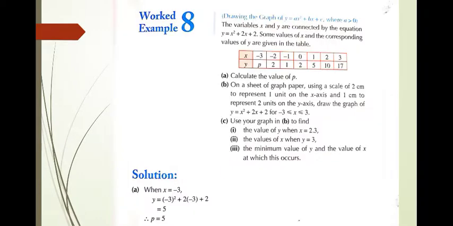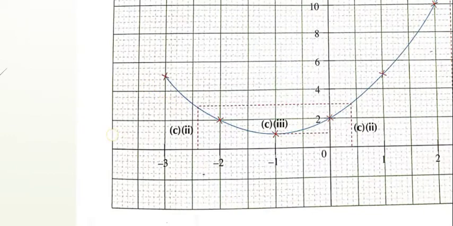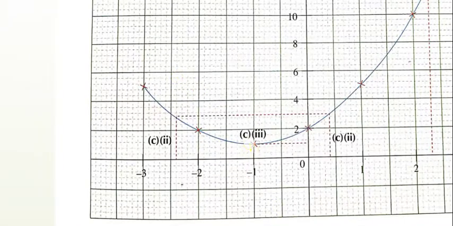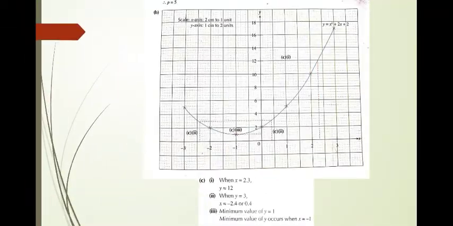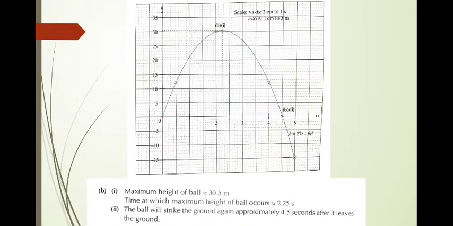And then lastly, the minimum value of y and the value of x at which this occurs. The minimum value of y is 1, which is this one. If I pull the line across, it will meet the minimum point, which is 1, so y equals 1. And for x, it is -1. So from the minimum point, just pull down.